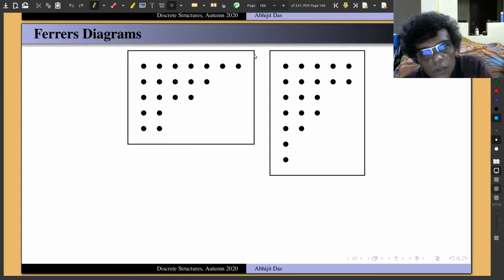So this picture shows, I would say, two partitions of 20. This is 1, 2, 3, 4, 5, 6, 7. 1, 2, 3, 4, 5, 1, 2, 3, 4, 1, 2, 1, 2. So 20 is equal to 7 plus 5 plus 4 plus 2 plus 2. So this Ferrers diagram shows us a partition of 20. Okay. So this Ferrers diagram also shows us a partition of 20. This is 5 plus 5 plus 3 plus 3 plus 2 plus 1 plus 1.